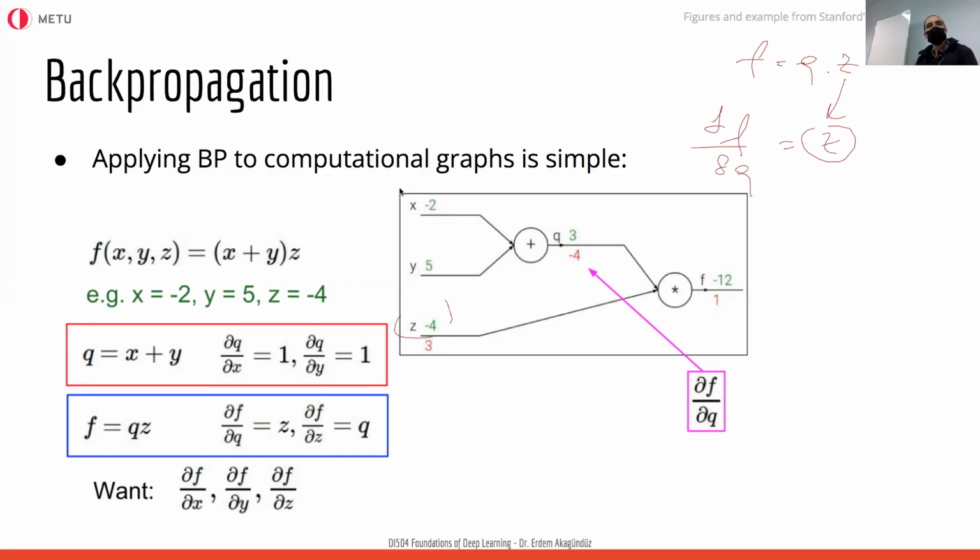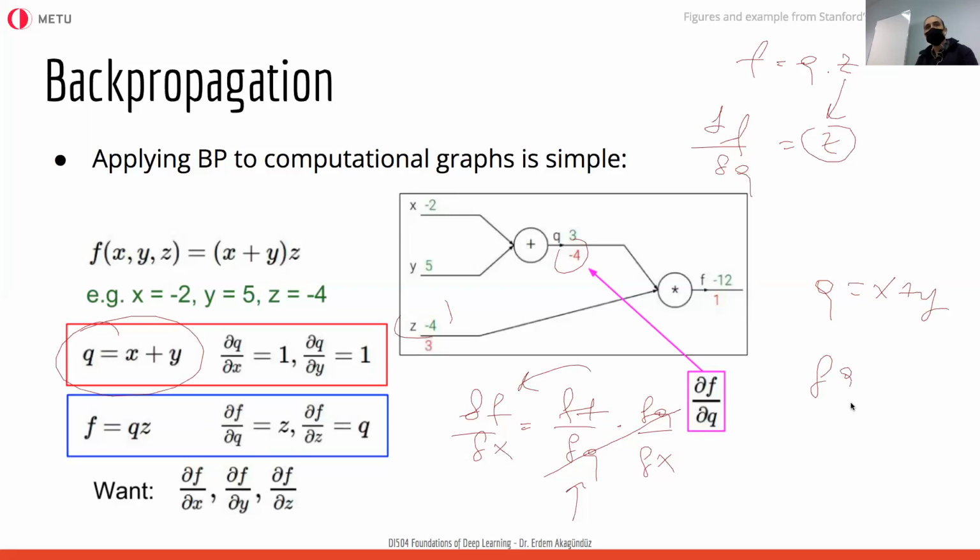Okay. Now I need to find the partial derivative of f with respect to x. What I have is the partial derivative of f with respect to q. If I have the partial derivative of q with respect to x, these will cancel out and I will have this, right? So I have this, which is -4. But I need to find this. What was q? q is x plus y. Let me find the partial derivative of q with respect to x. This is a constant derivative, so 1. So this is 1, guys. So it is -4 and -4 again.